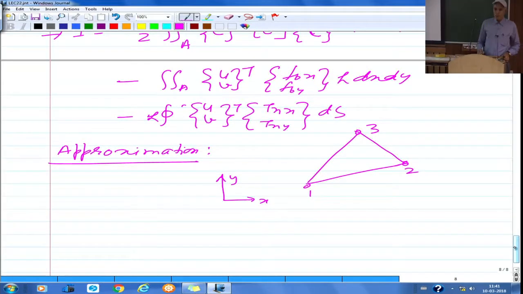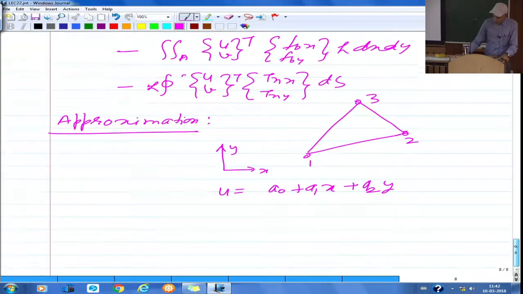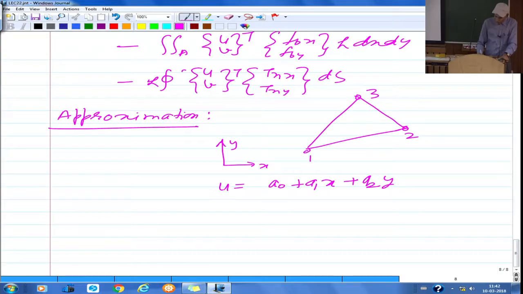Again we see the highest order derivative of the variables in the integral functional is only the first derivative. So whatever solution we assume, at least it should be differentiable once with respect to x as well as y. So that means I can have u as a0 plus a1 x plus a2 y. This is the minimum required because I can now differentiate and get a non-zero value of del u by del x, also del u by del y. Similarly, v we can assume as b0 plus b1 x plus b2 y.